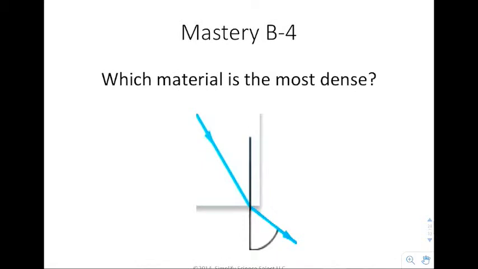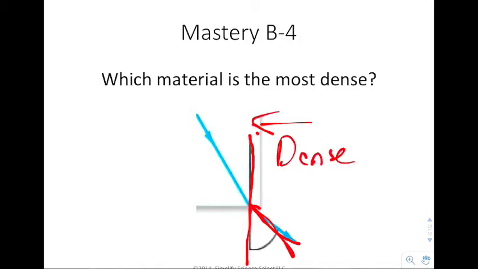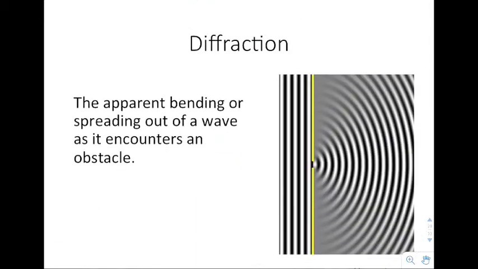This is what material is the most dense. Whenever it bends toward the normal, so whenever it bends towards this line, it's going to be more dense. So if you look at this, we have to reverse this particular direction. If it was going this way, it bends towards the normal. So we would say that this right here is the most dense material. So it's water, or it's glass, or it's a diamond as opposed to air or a vacuum.